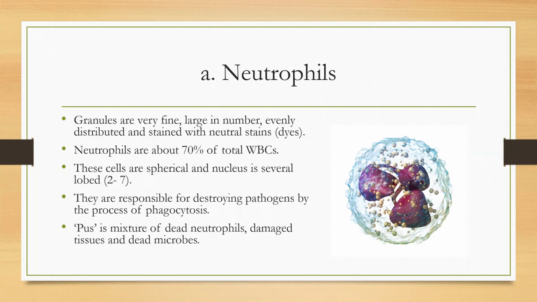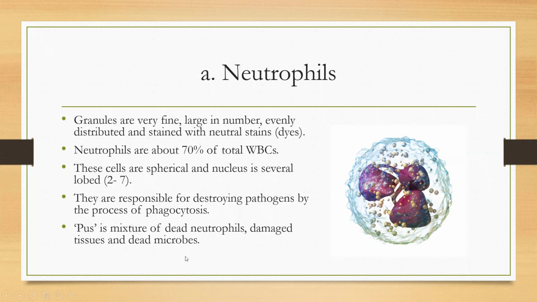How do they destroy the pathogens? Pathogens means any foreign body which enters our body. So how is this pathogen destroyed? By the process of phagocytosis. Phagocytosis means these cells engulf the foreign bodies. That process is called phagocytosis.